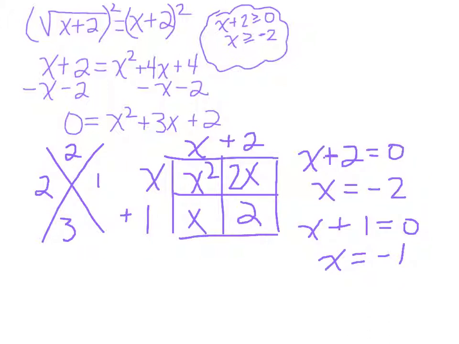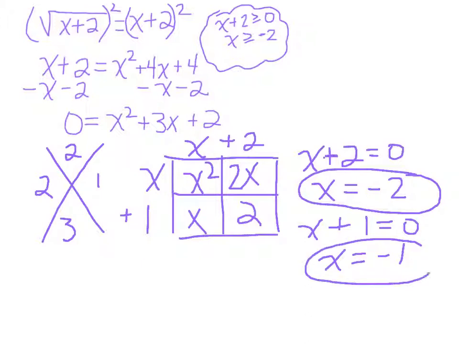But then remember, I'm going to have to take each of these and check them with the domain restriction up here to see if they're really solutions or if they're extraneous. So if I check x equals -2, -2 fits the inequality, -2 equals -2, so that one is a solution. And if I check -1, -1 is greater than or equal to -2, that also fits. So these are both solutions, neither one of them is extraneous.